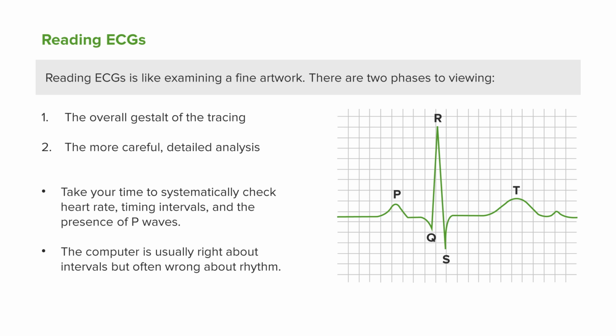Looking at an ECG is just like hearing music. You will have to get the gestalt of it. You will have to feel it, more than you can read it. It will come with practice only. It takes time to systematically check the heart rate, intervals and the presence of the P waves. There is always a computer representation of the reports. It is mostly right for the intervals, but mostly wrong for the arrhythmias.